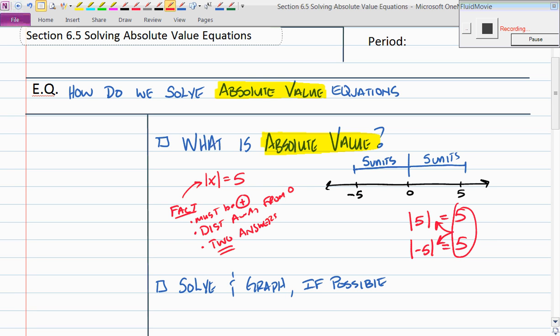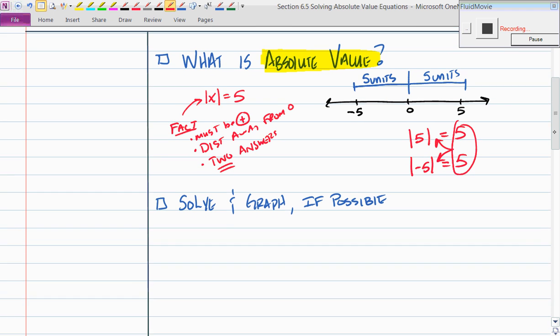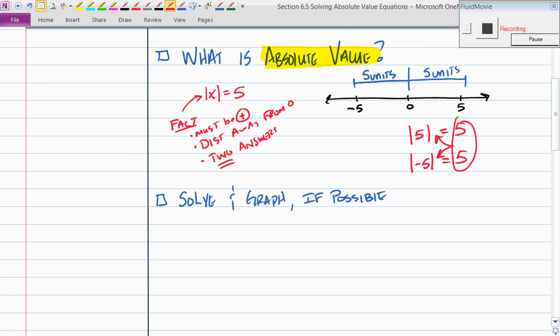Does that look familiar to most of you? Yes, it does. Okay, good. That's good to know. Our goal today is to solve and graph absolute value equations if possible. So every single time I say if possible, and there's a reason we're going to say that. So let's practice this one together.